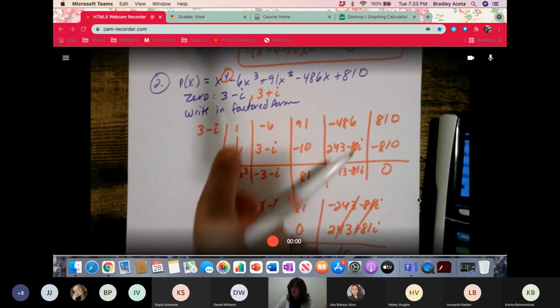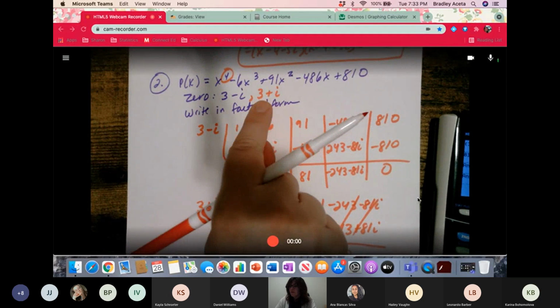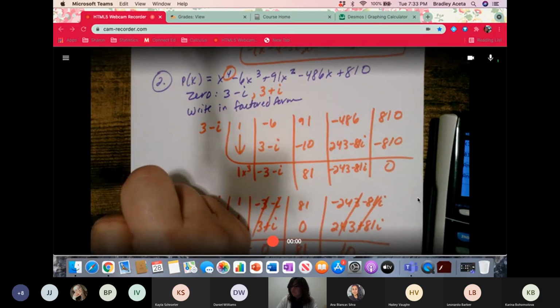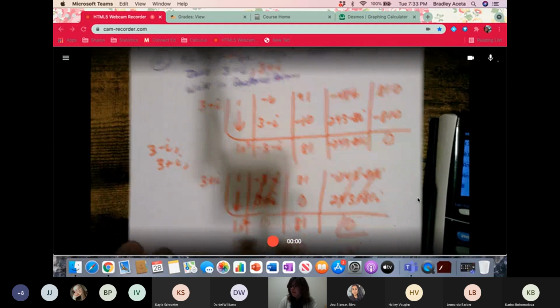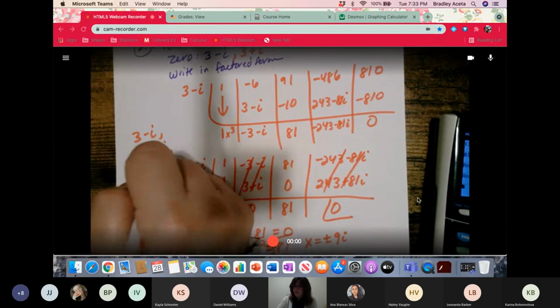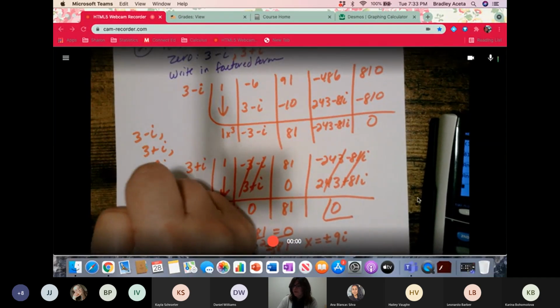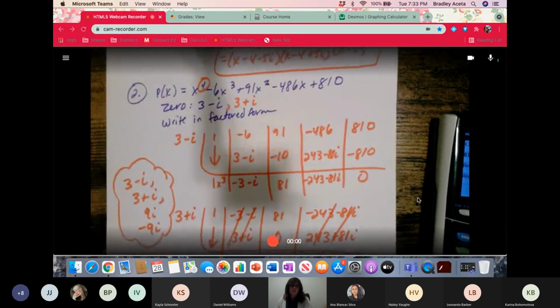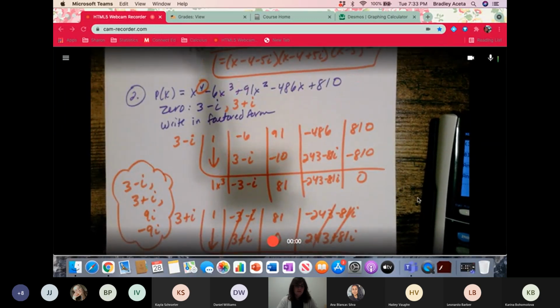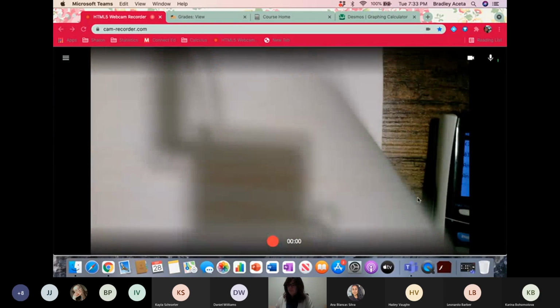You have 3 minus i, 3 plus i, the positive 9i, and the negative 9i. There's your 4 roots that you have to find. Like I said, none of them would be on Desmos, unfortunately. If it is, hey, go for it. Find it right away.